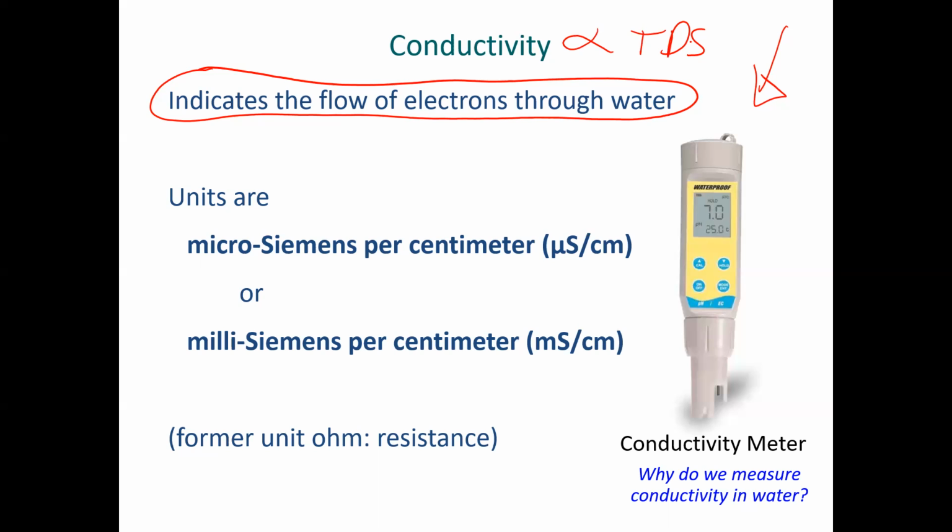Later on in the semester, lab 6 or 7, we're going to measure total dissolved solids the traditional way, and you're going to see it takes time, right? Whereas using a meter is very, very quick.